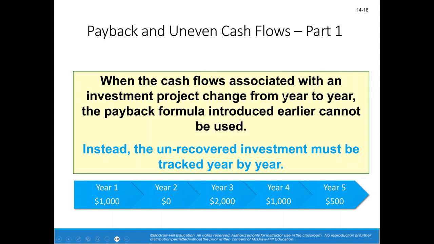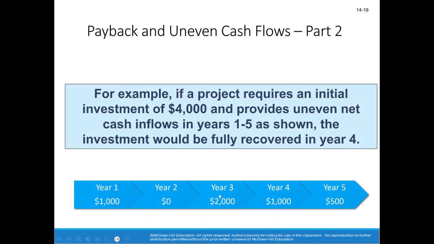When the cash flows change from year to year, the payback formula introduced earlier cannot be used. So here it's very random, so this would be distorted.